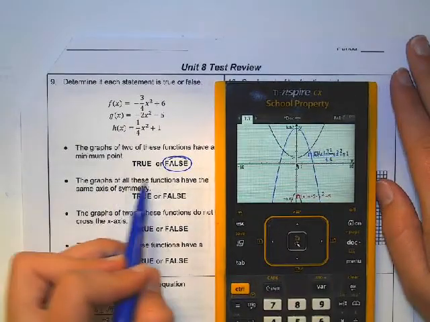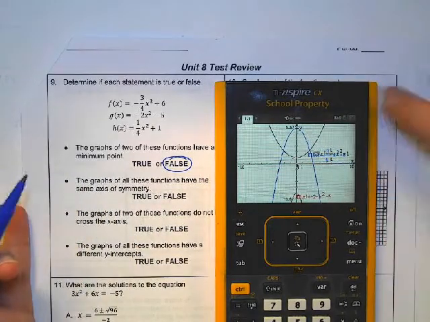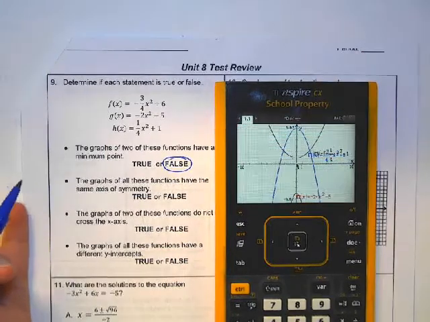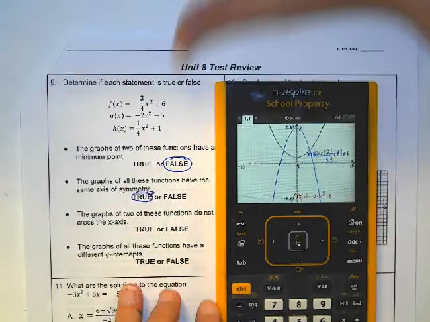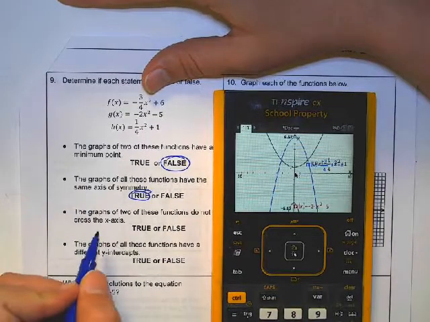The graphs of all these functions have the same axis of symmetry. Do they all cut on the same line in half? Yes, that's true.